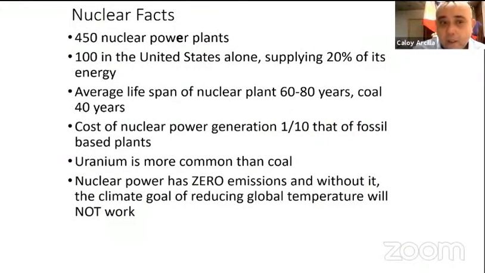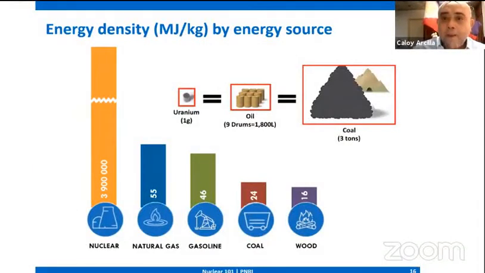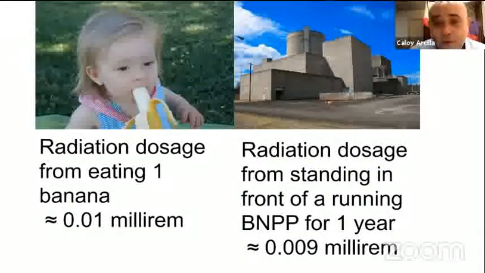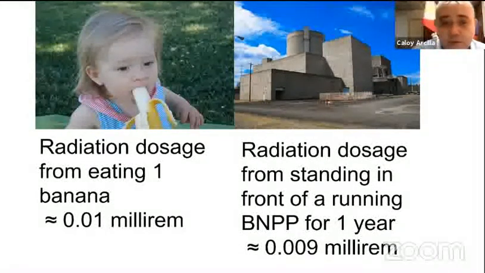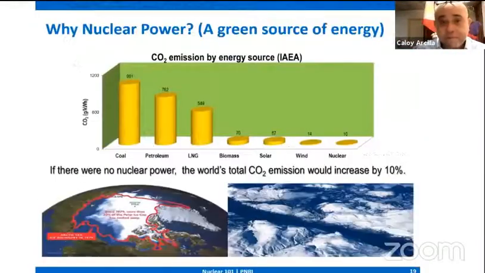But the facts, I think, have been shown to you by my colleague. These are the nuclear facts, 450 nuclear power plants. I don't have to go through this. One of the most important features of nuclear is its orders of magnitude higher energy density compared to other sources of fuel. This shows this. For example, one pellet produces the energy of 1.5 tons of coal. And if you were standing in front of a nuclear power plant, the BNPP, you would actually receive more dose from eating one banana, because there's no radiation coming out because of the shielding.